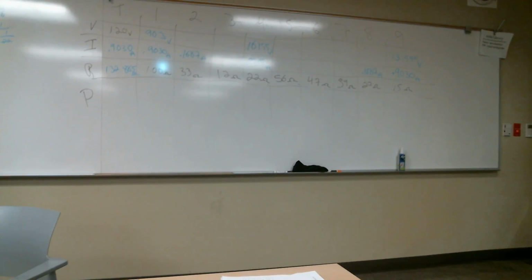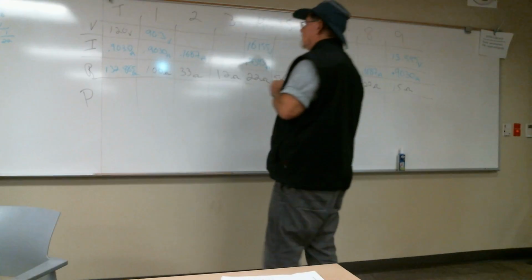33. Don't we do a multiplication there? Current times resistance equals voltage. So 33 times 0.1687. Let's see, 3 times 16 would be 48, right? Plus a little bit. So probably going to be 5 volts somewhere in there. Yeah. 5.567. 5.567. Really?